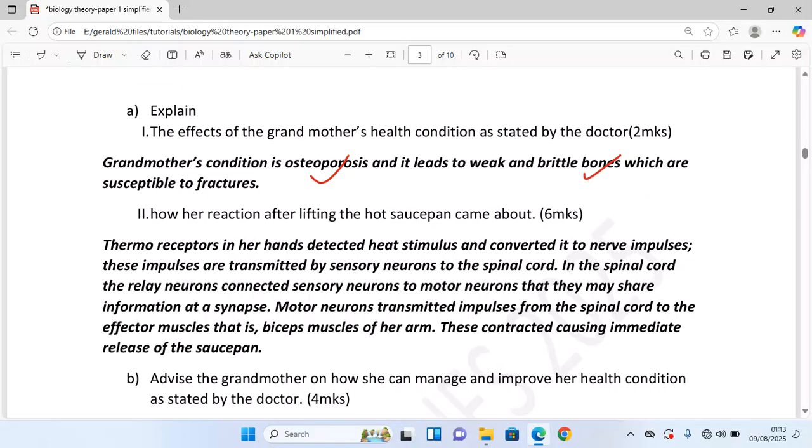And maybe if I may show you the major points in this concept of reflex action, we said we are looking at thermoreceptors detecting the stimulus, and then the stimulus is converted into nerve impulses, and then nerve impulses are transmitted by sensory neurons to the spinal cord. And what happens in the spinal cord, the relay neurons connect motor neurons and sensory neurons at a synapse, and then motor neurons transmit impulses from the spinal cord to the effector muscles, and then effectors contract, causing the release of a saucepan, which is a response. So in simple terms, those are the major concepts you need to talk about.